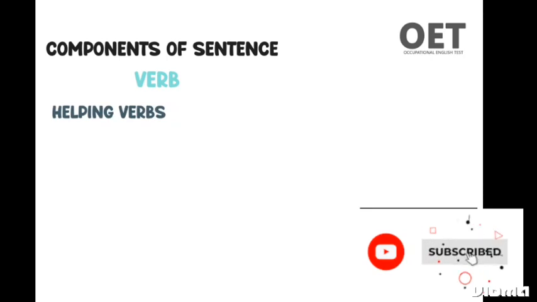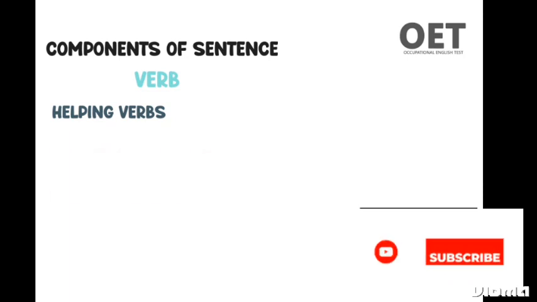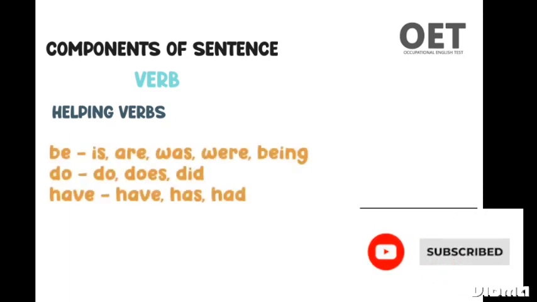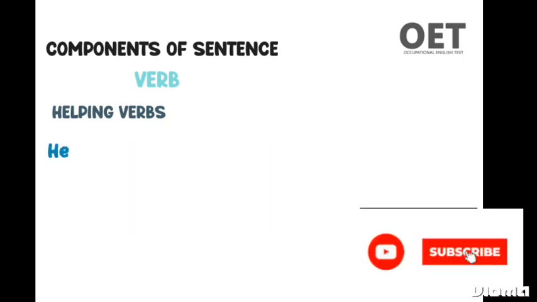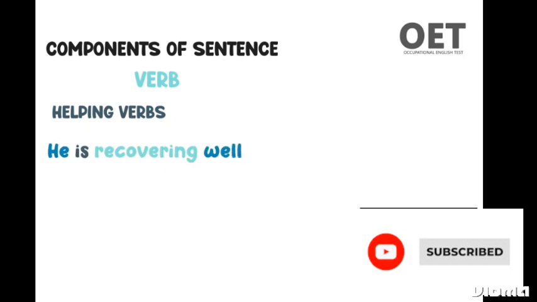A third type of verb we may use as we write is a helping verb. Helping verbs are verbs that are used with a main verb to describe a mood or tense. Helping verbs are usually a form of be, do, or have. The word can is also used as a helping verb. He is recovering well. Here, is is a helping verb. Recovering is a main verb.